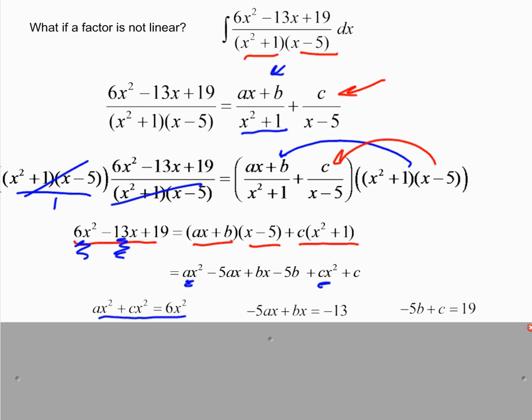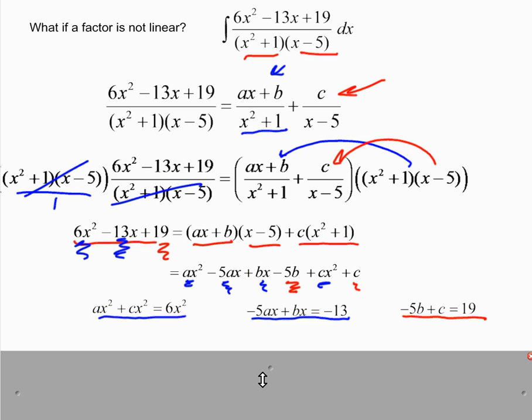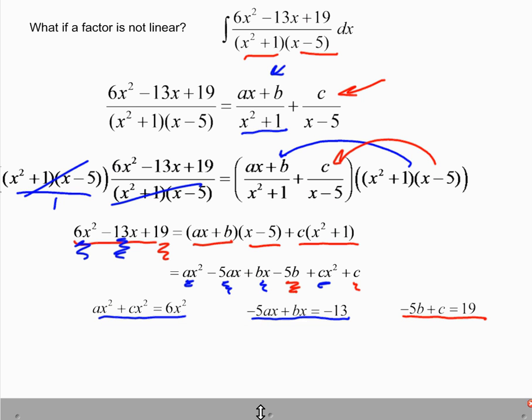Negative 13x is going to have to match up with negative 5x and bx. So that's going to match up with that. And then that constant 19 is going to have to match up with what's left, negative 5b plus c. So we end up with that. Once I've got that, I then know that a plus c is equal to 6.